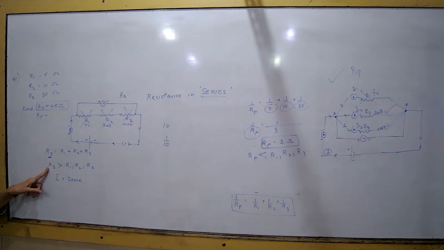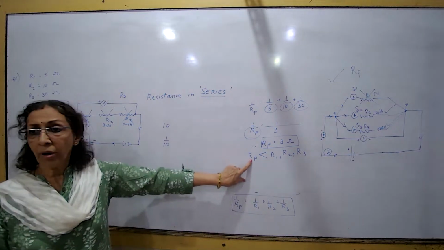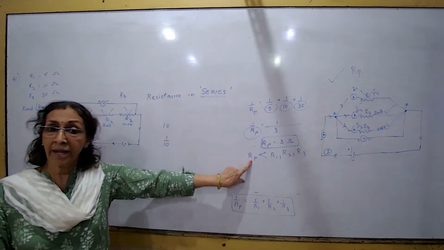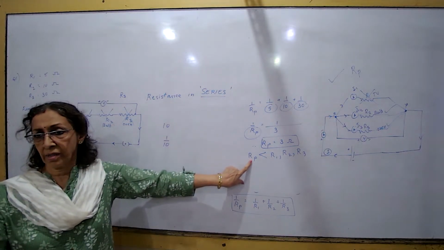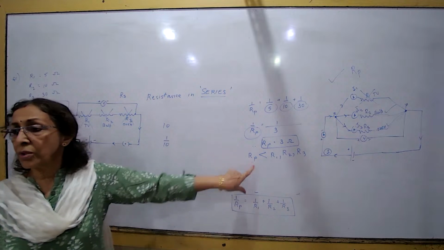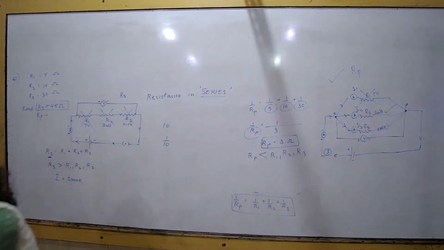Okay, RS. RS is always more than the individual resistors. What is happening to RP? RP is always less than each one of the resistors. So when do we use it? We use it to decrease the resistance in the combination. Is that okay? Right. Now I want you to come to page number 184.